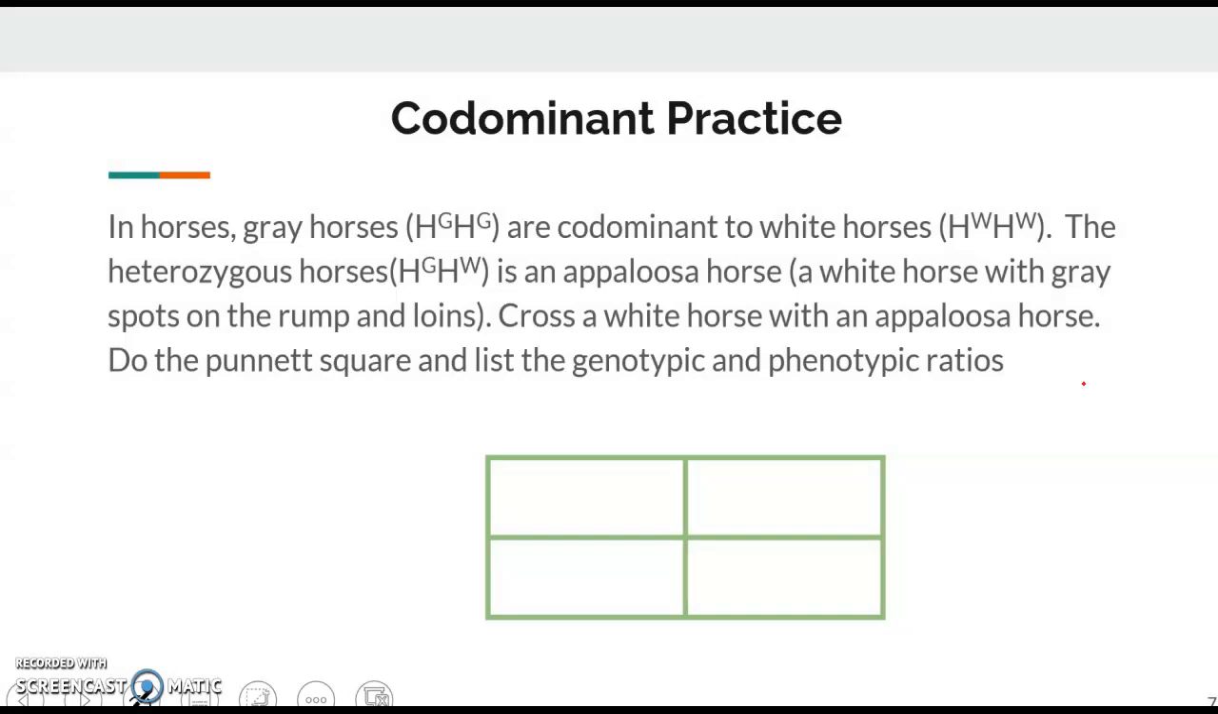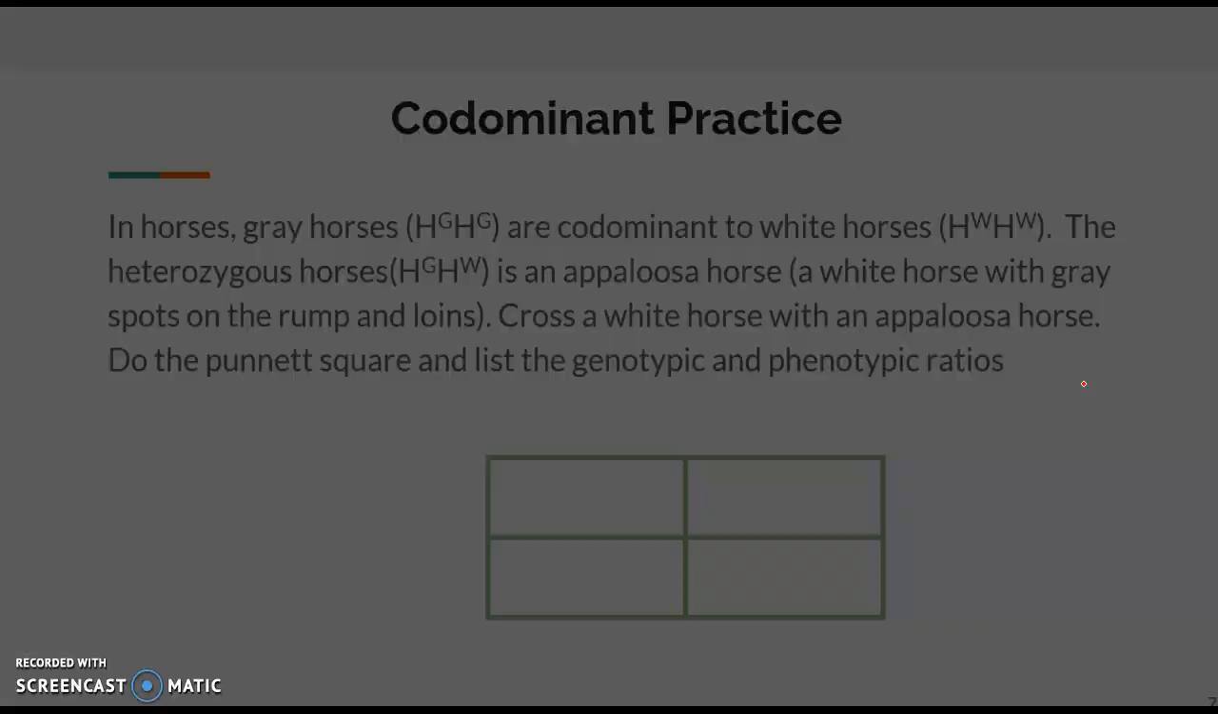Codominant again. So I just did that first one for you. So I want you to do this one on your own and I'll look at it in class. All right. So you know how to write it. So I'm going to skip over this one.